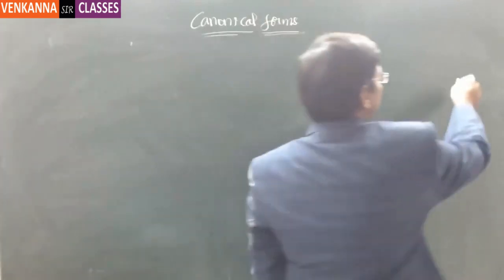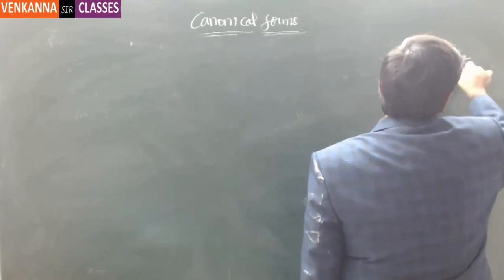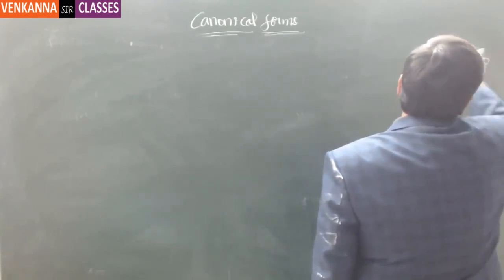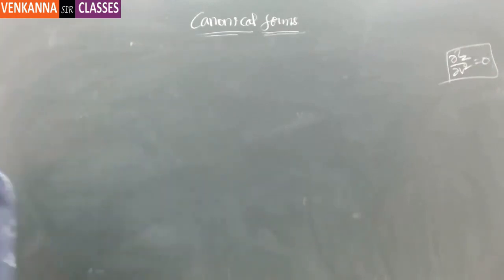So I think the final answer should be dou square z by dou v square equal to 0, I think. So this is the simplified form of it. Anyway, note down one more. This is the elliptical case. Note down this problem. Reduce the following equation into the canonical form.